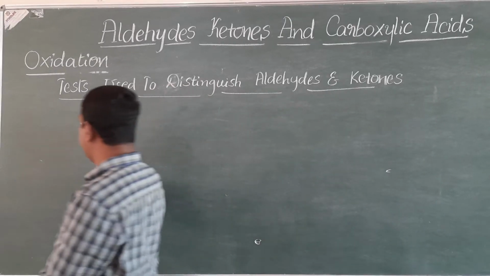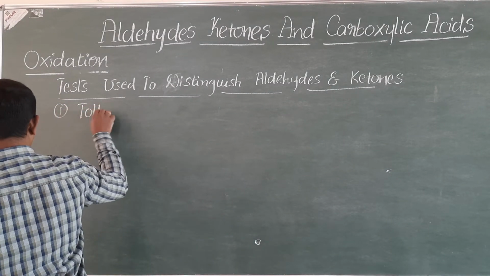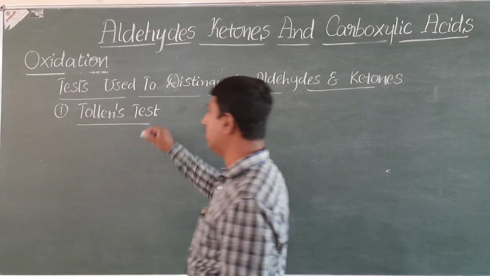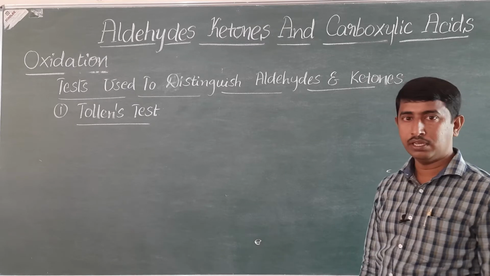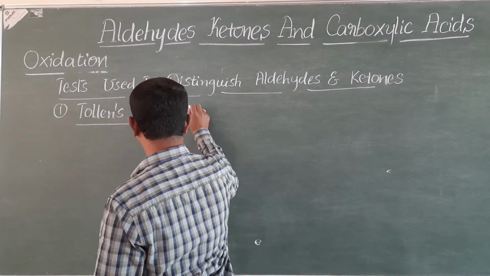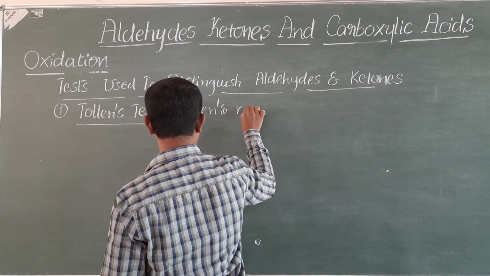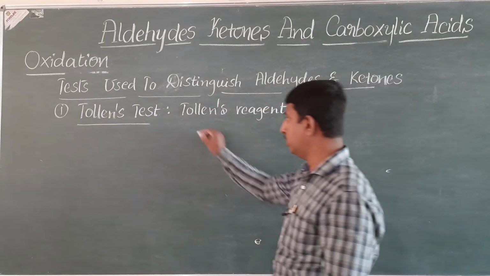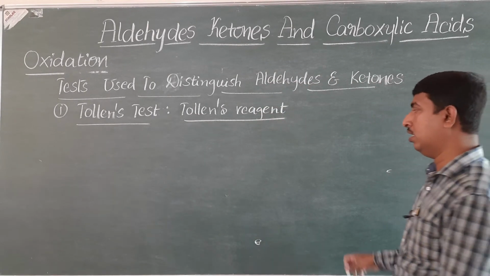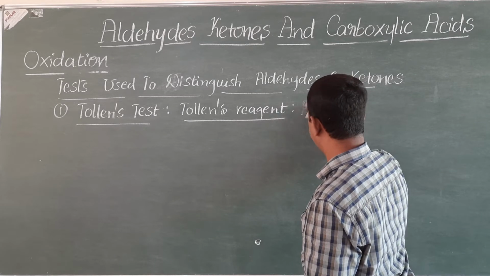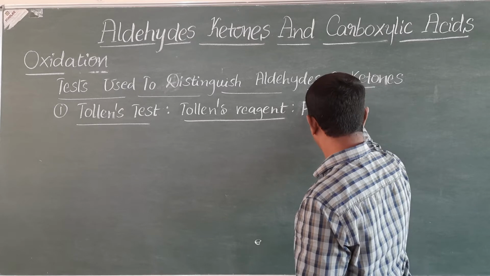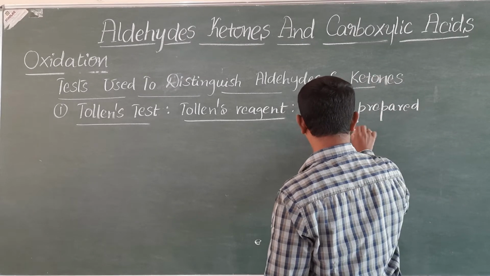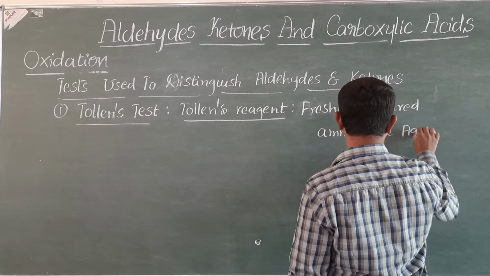So, there are 2 different tests. The first test, used to distinguish aldehydes from ketones, is the Tollens test. In the Tollens test, the reagent used is called Tollens reagent. Now what is Tollens reagent? For 1 mark they can ask: Tollens reagent means freshly prepared ammoniacal silver nitrate solution.